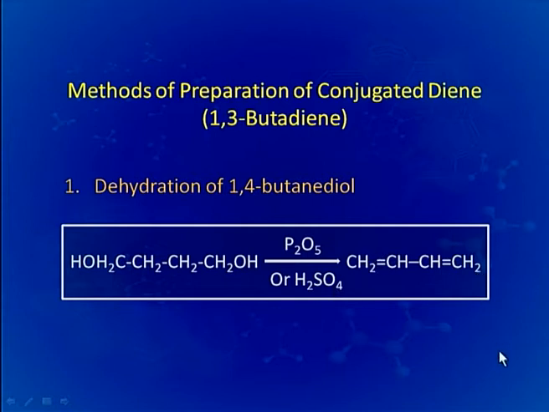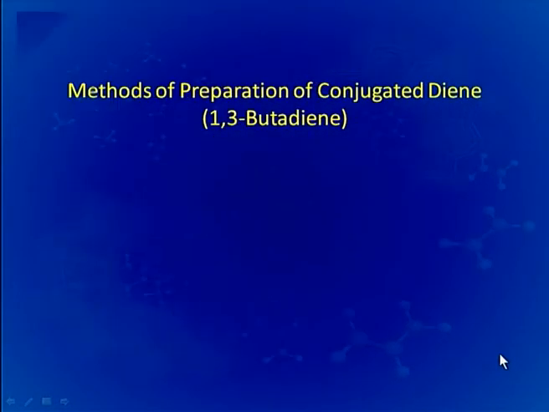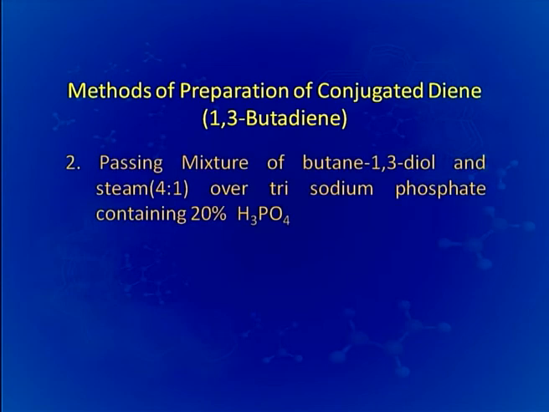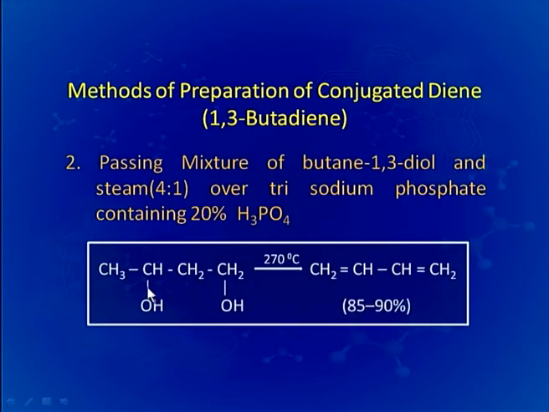and 2 new double bonds are generated. In another method, we can see that butane 1,3-diol in steam is passed over trisodium phosphate containing 20% phosphoric acid. Here again dehydration takes place across these two and these two, and hence 2 double bonds are generated at the respective positions.